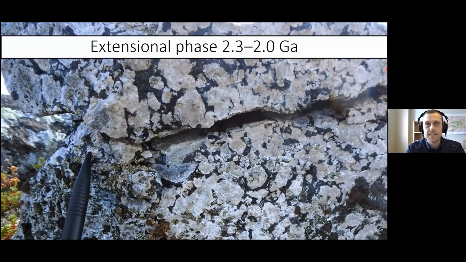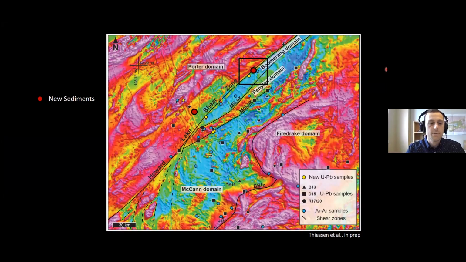But first, to lead us into this extensional phase, I want to show you some new data from a sedimentary sample that was caught up in the Howard Lake shear zone. This is the brown circle in the middle of that black box. Again, this is an aeromagnetic diagram of this western South Ray region. There are 2 sediments actually that have very similar characteristics. I'm going to mostly show you data from this one, but the other one's also being worked on by Ben Neal, who's now at the University of Alberta.